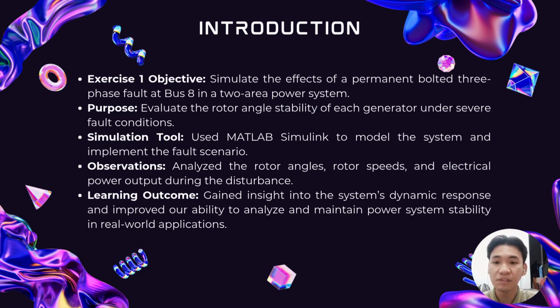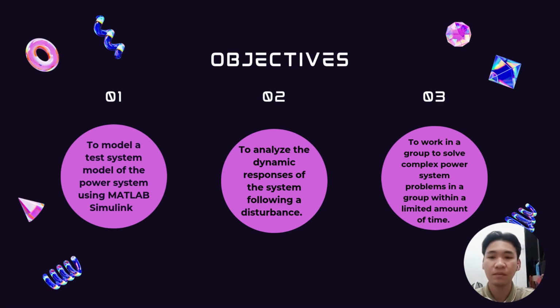The simulation tool that we use is MATLAB Simulink to model the system and implement the fault scenario. Based on the observation, we can analyze the rotor angles, rotor speed, and the electrical power output during the disturbance. The learning outcome from this lab is to gain insight into the system dynamic response and improve our ability to analyze and maintain power system stability in real world applications.